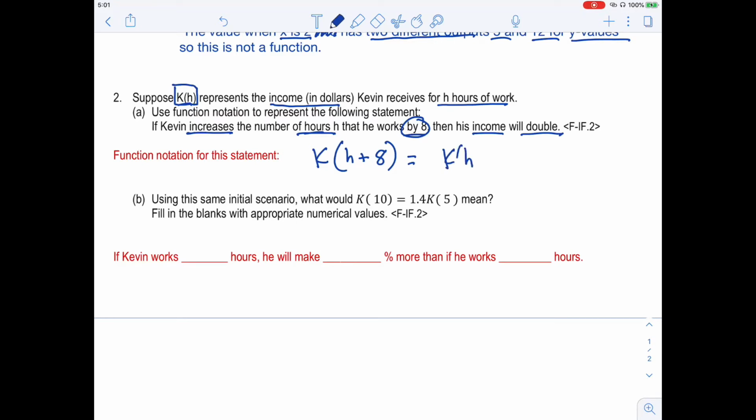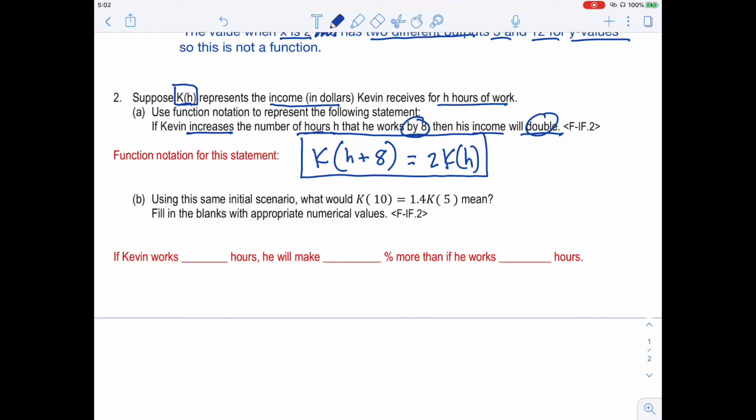So K of H again. His income will double, so he's going to double that. We just put 2 right there, because it'll double. And that's it. So if we add 8 hours, then our total income is going to double. So you multiply it by 2. It is crucial that we have the K and the parentheses in there because it's function notation. It represents something. So make sure you have the K and your parentheses, whatever it is.